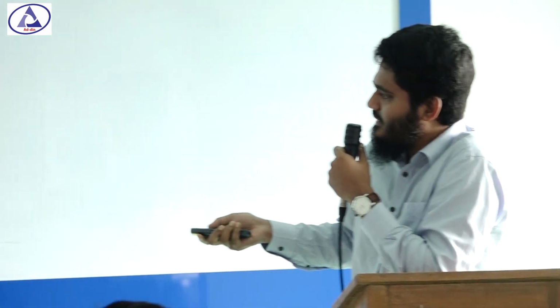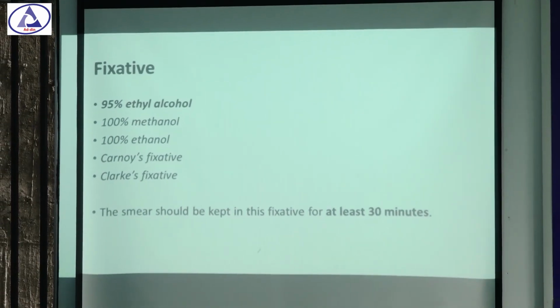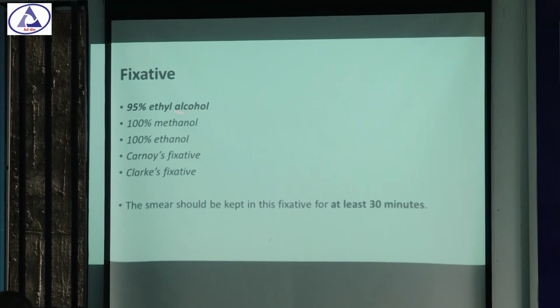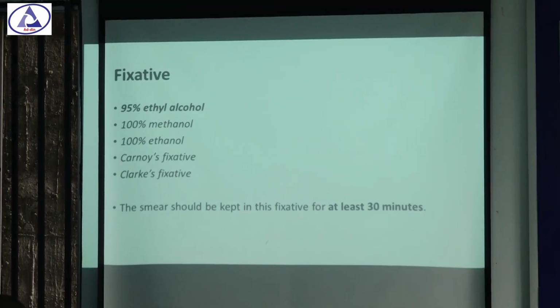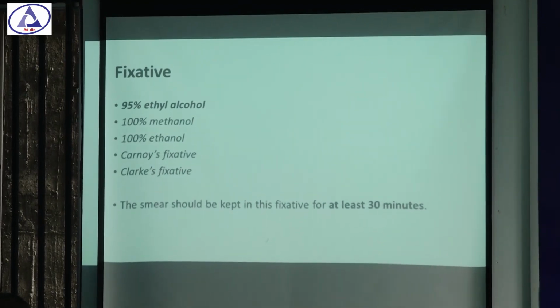So in brief, the steps of FNAC. First, you will need to clean the target lesion with an antiseptic. Then you have to fix it with your two fingers and insert a needle. Then the material is expelled onto a slide and a smear is made with another slide. Then this smear is ready and it is put in a fixative. So the next question is, what are the fixatives for cytology? The most common is 95% ethyl alcohol, and there are also other fixatives. The important thing to remember is that the smear should be kept in fixative for at least 30 minutes.